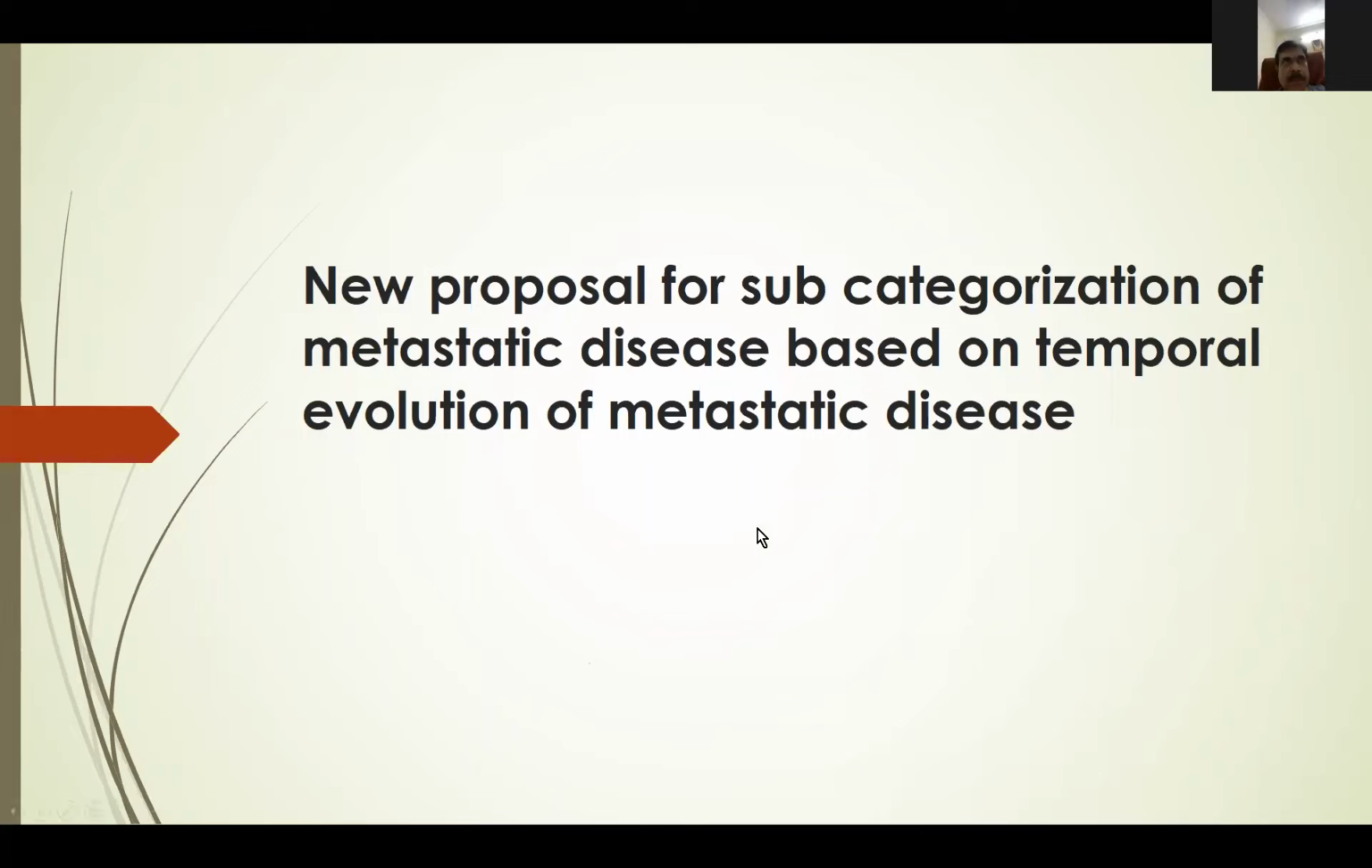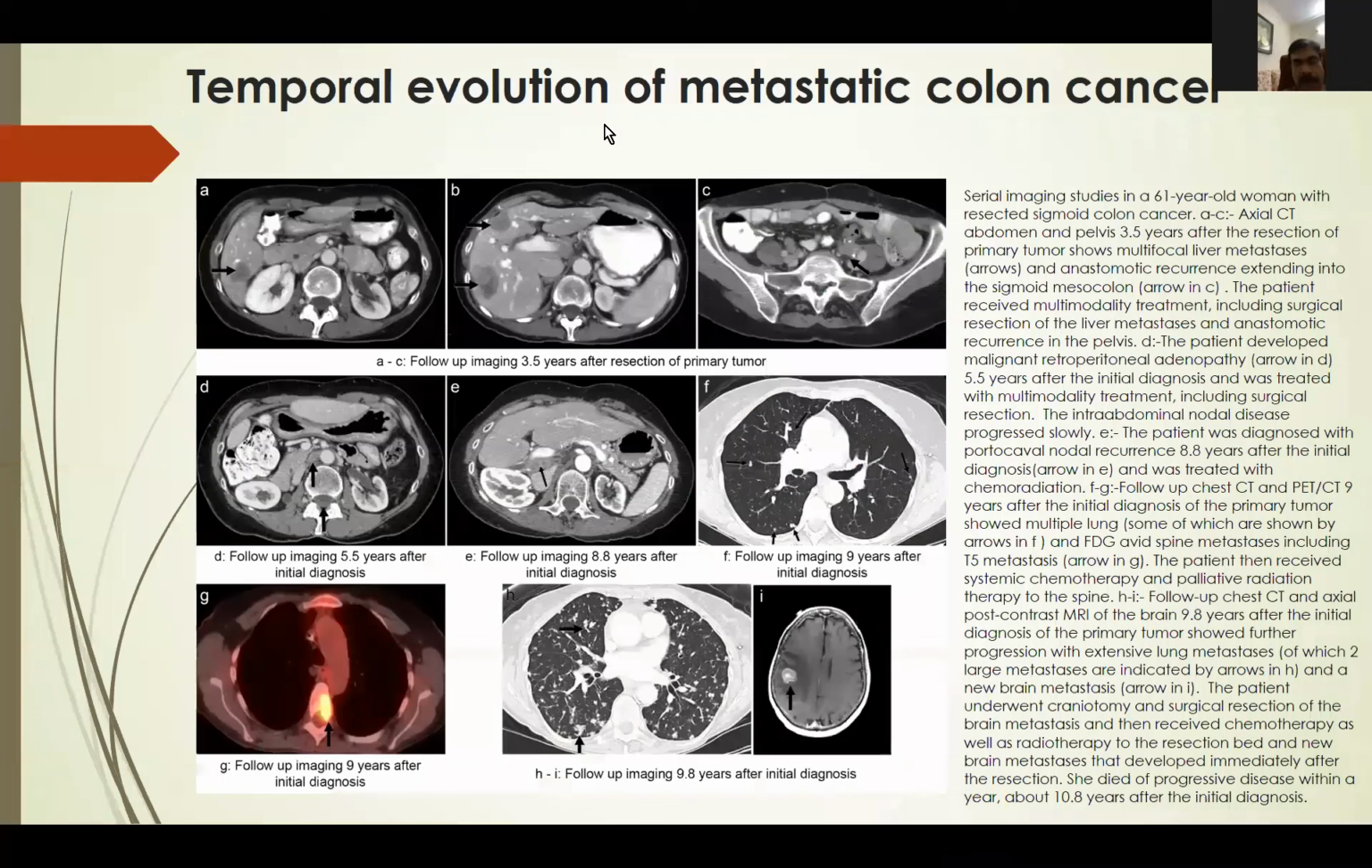For T stage and N stage, increasing T number or N number of the TNM classification means increasing extent of the disease and increasing distance from the tumor. For M metastatic disease, there are some subcategorizations of M stage, but they don't necessarily imply that the tumor is farther. So that's why we are proposing a new subclassification. Here, I'm going to show 5 examples to show the differences between different tumors. This patient has colon cancer.